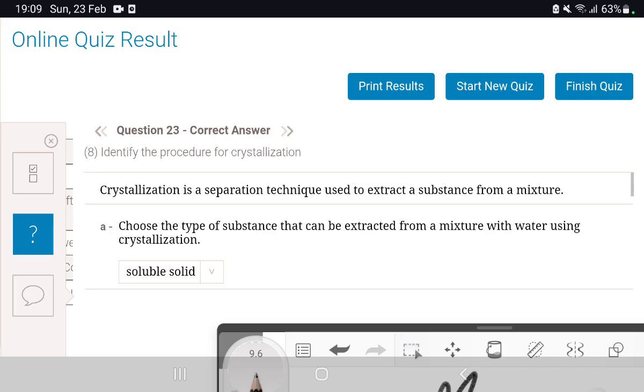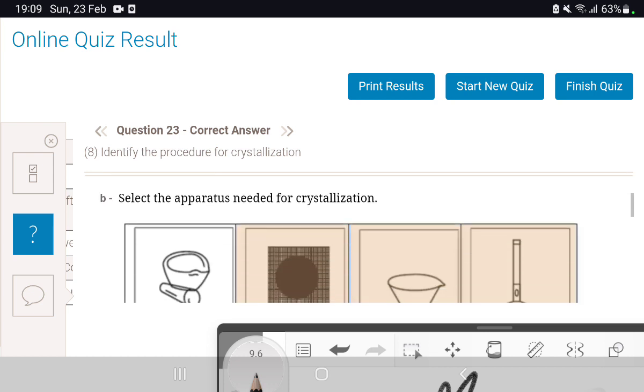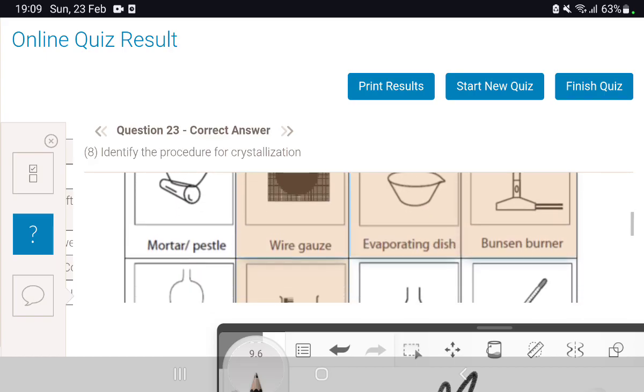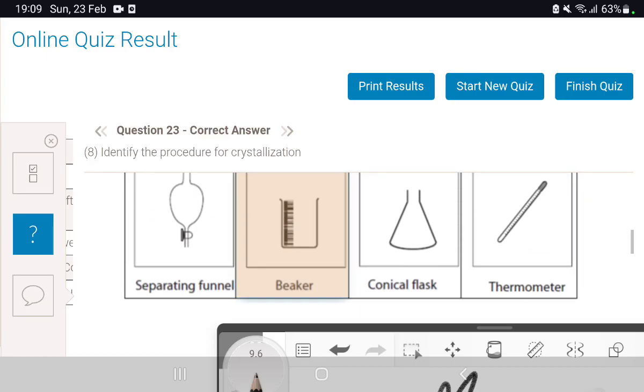Number 23. Crystallization is a separation technique used to extract a substance from a mixture. The type of substance that can be extracted from a mixture by using crystallization is a soluble solid, for example salt with water when we were trying to find salt. The apparatus needed for crystallization are a wire gauze, evaporating dish, Bunsen burner, and a beaker.